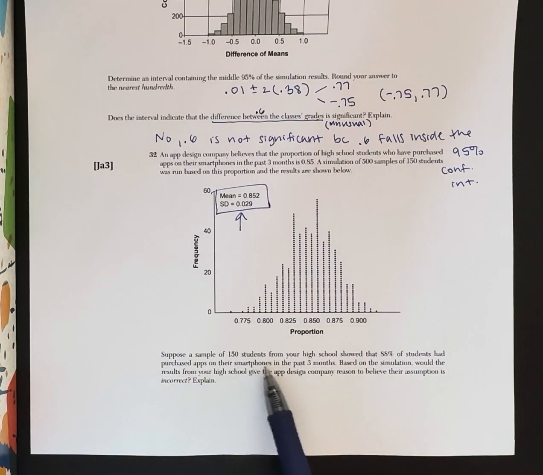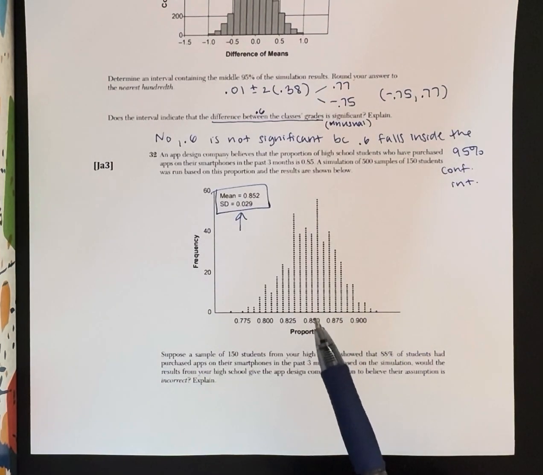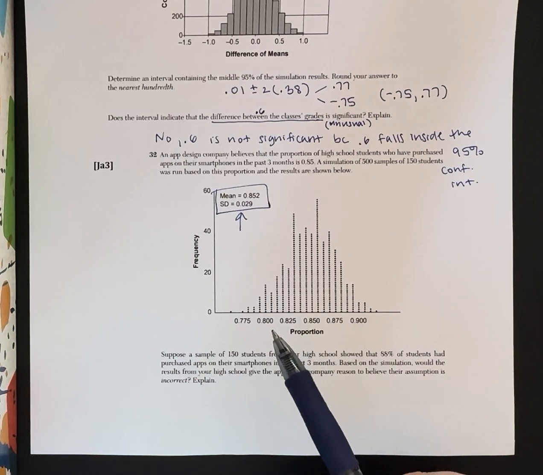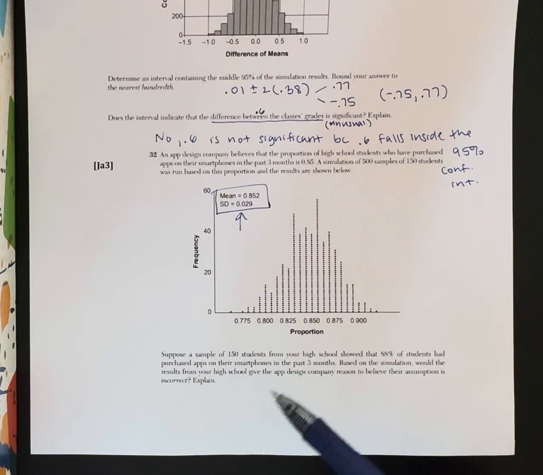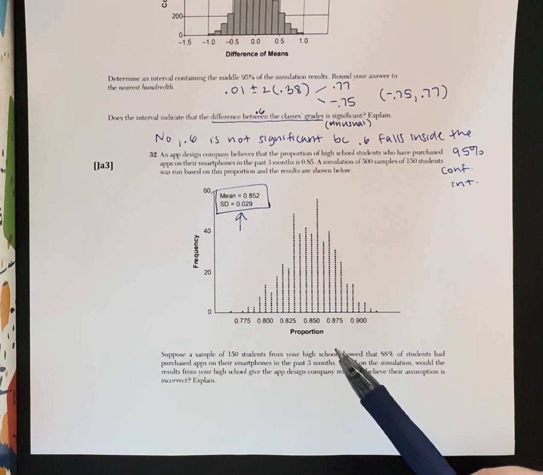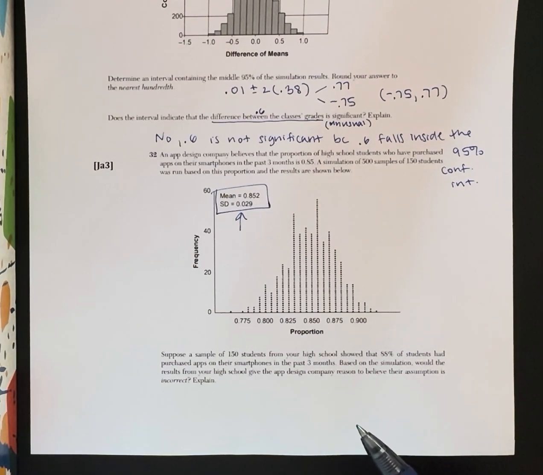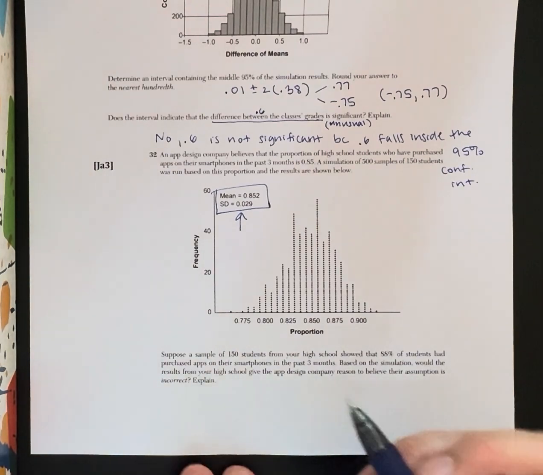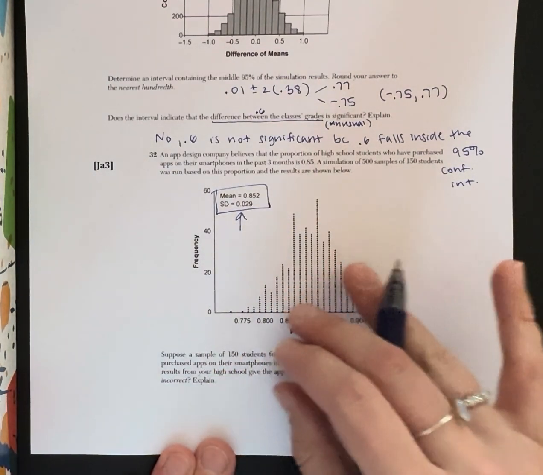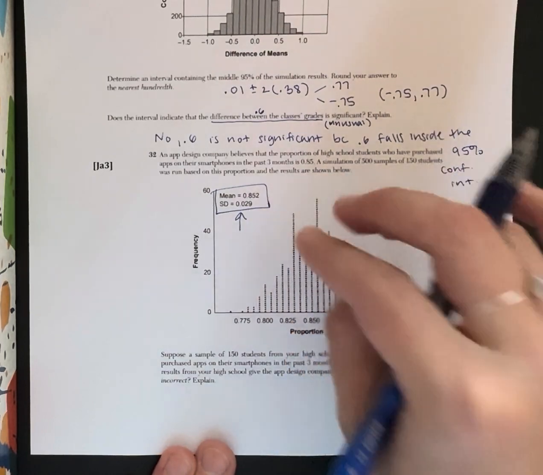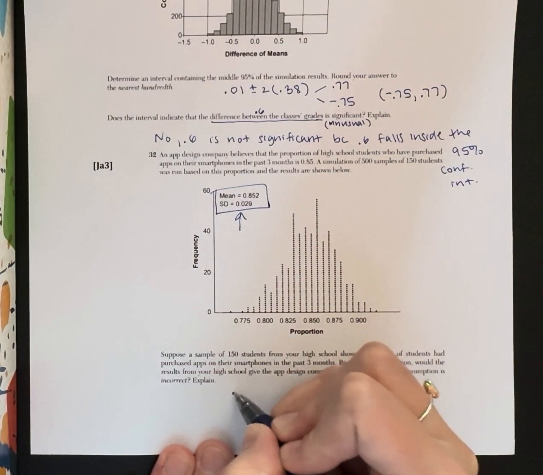Suppose a sample of 150 students from your school showed that 88% of students had purchased apps on their smartphones in the past 3 months. Based on the simulation with the results from your high school, give the app design company reason to believe their assumption is incorrect. Explain. Now, whenever you see these questions, a lot of times they use 95%, but there have been a couple where they didn't actually use that wording. That doesn't mean you can't make a confidence interval. We are going to solve this one using a confidence interval. So when in doubt, if you see a simulation like this with mean and standard deviation, just do your confidence intervals.